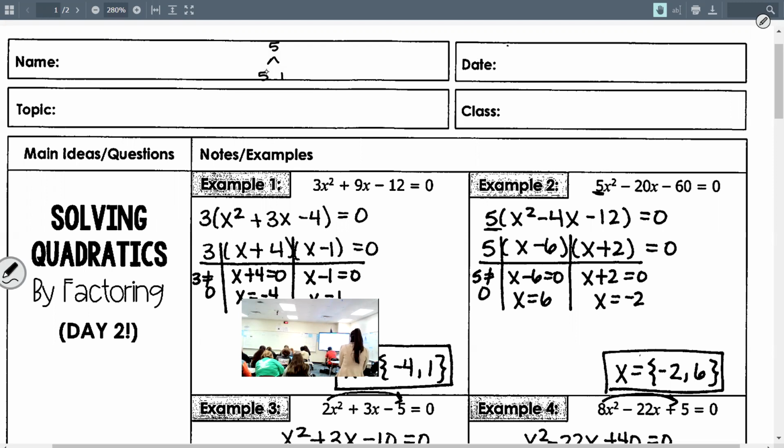Inside is what we get from dividing each term by the GCF. So if you do 5x squared divided by 5, that's how you get x squared, and so on. All right, -20x divided by 5 is -4x. -60 divided by 5 is -12. Always see if the parentheses can be factored further. So they can. It's a trinomial.